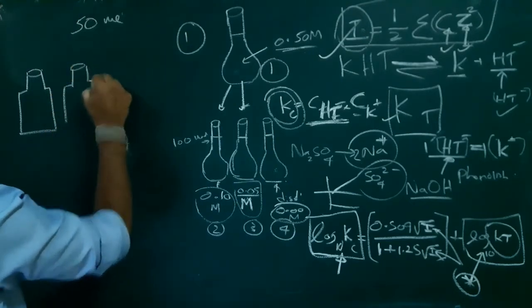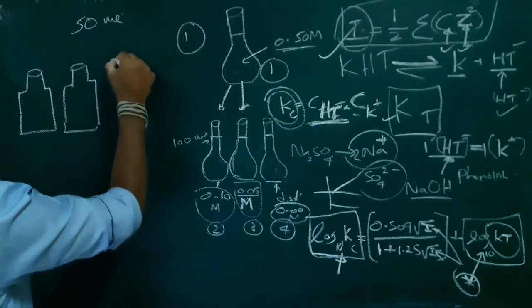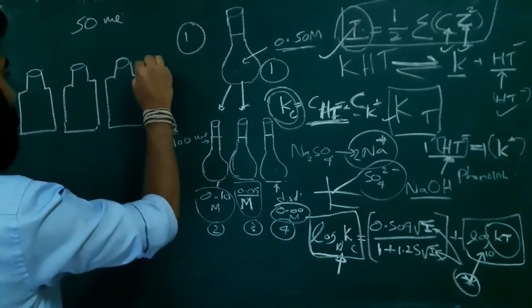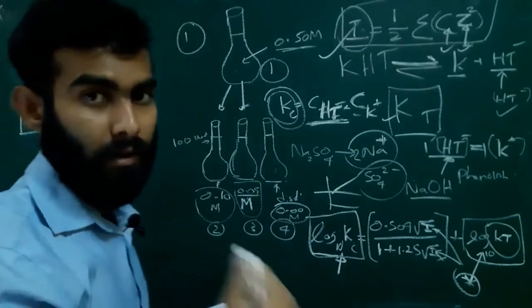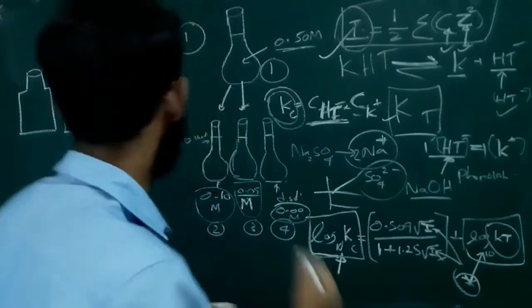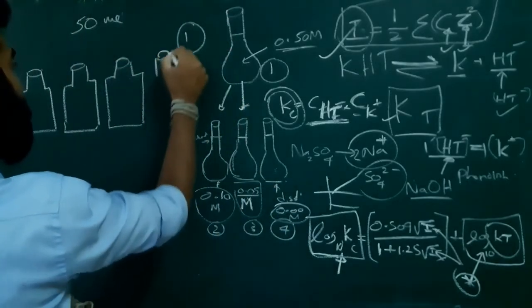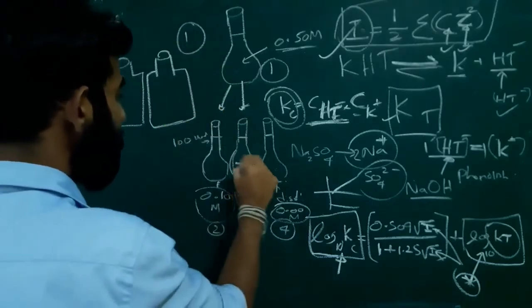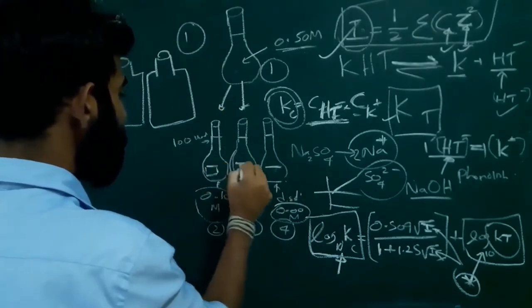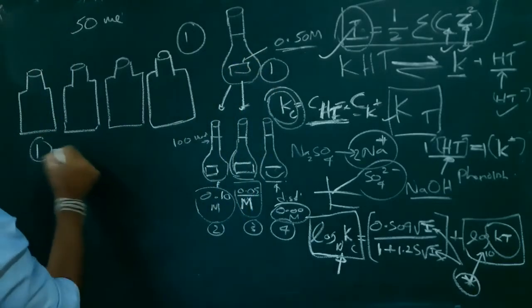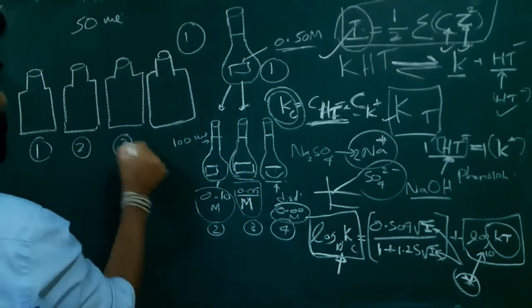We have to label everything, because if you don't label, after some time you will get mixed up. We can't identify which solution is in what vessel. So we have to label everything, every stoppered bottle and every volumetric flask. Okay, this is 1, 2, 3, 4.